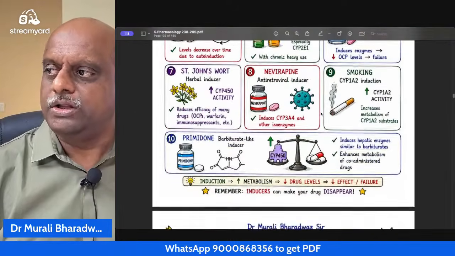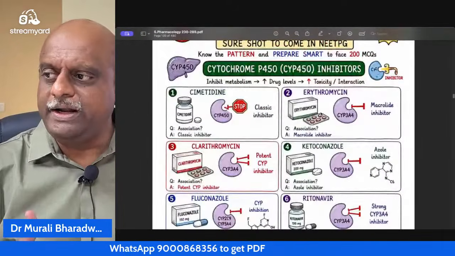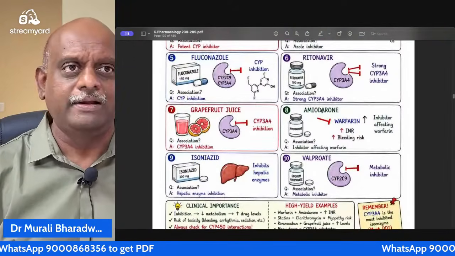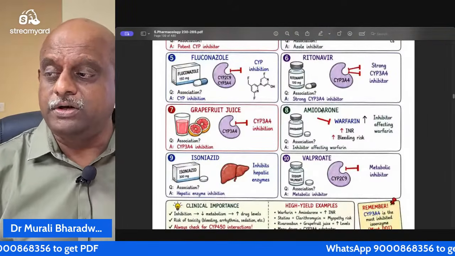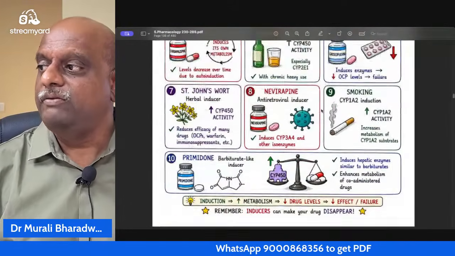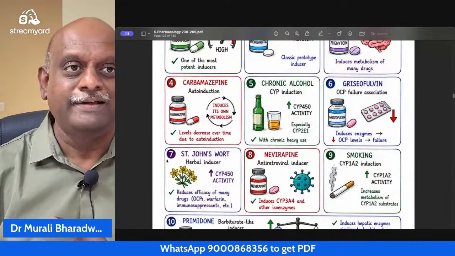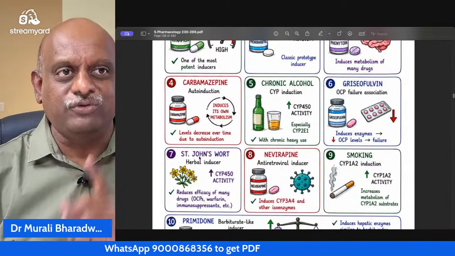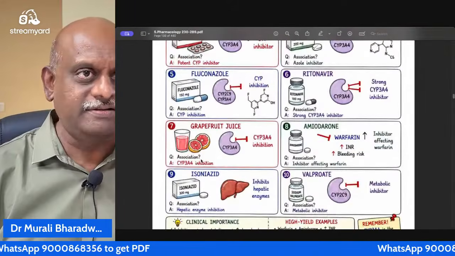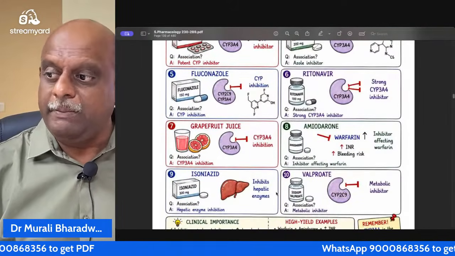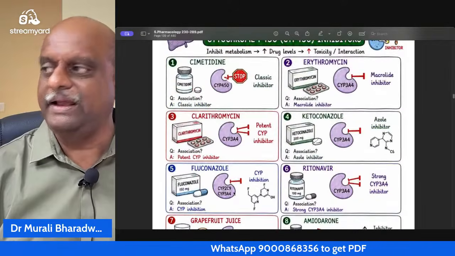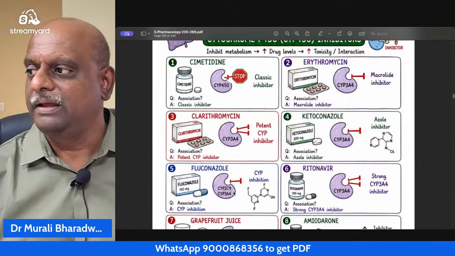Right? So then, what are inhibitors? Cimetidine, erythromycin, clarithromycin, ketoconazole, fluconazole, ritonavir, grapefruit juice. Right? Whereas here, what is the eatable? St. John's wort is an inducer, grapefruit juice is an inhibitor. Then amiodarone, isoniazid, valproate, they're all inhibitors. Clear?